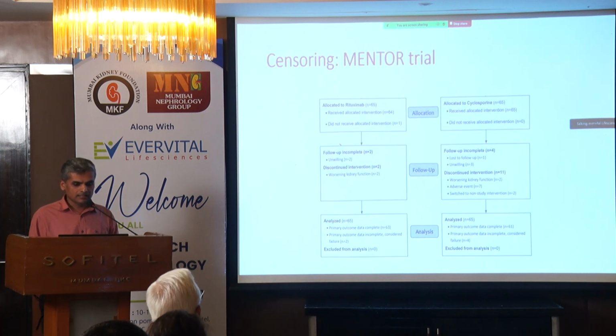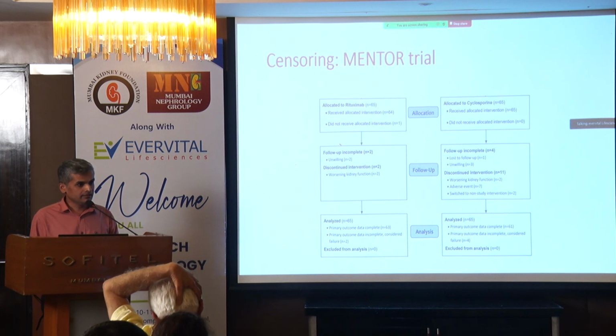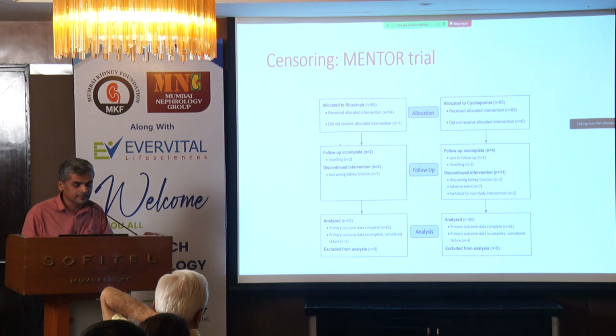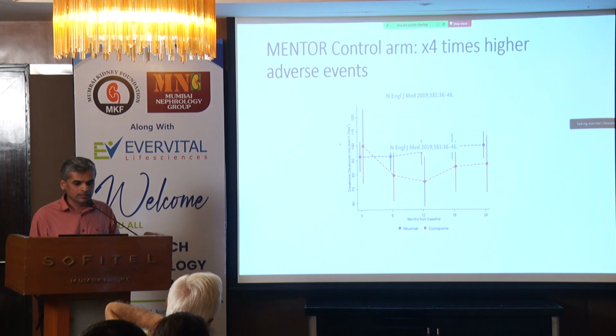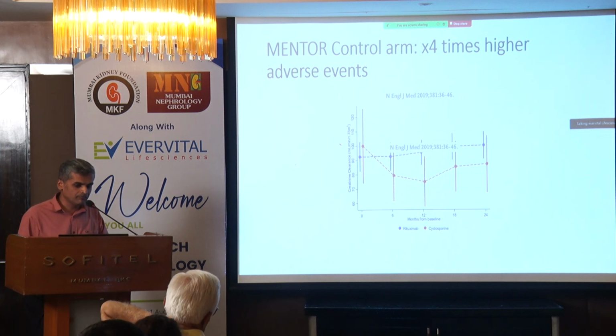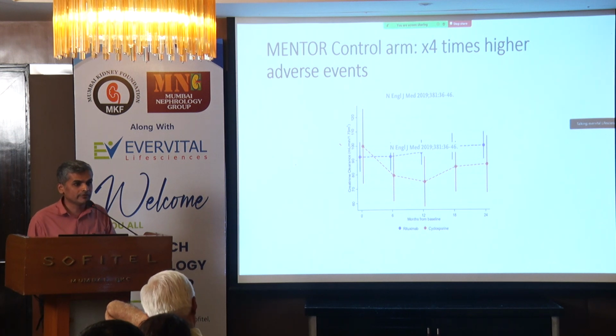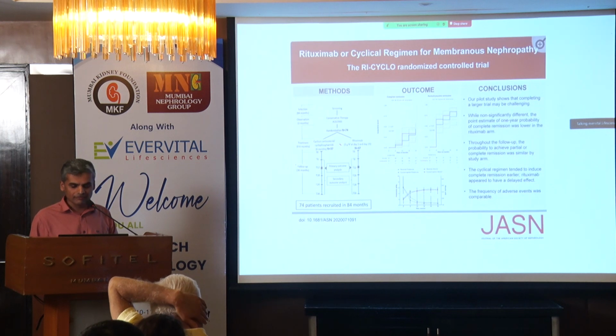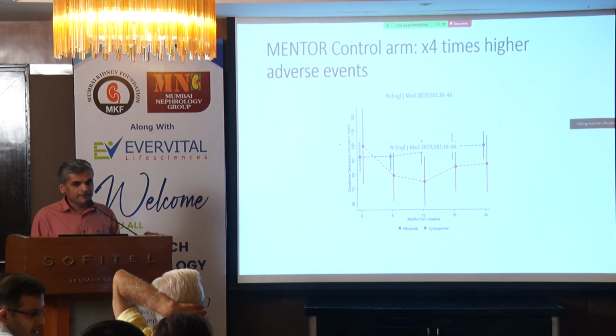So this is the MENTOR trial. You can see in the follow-up, more patients in the cyclosporine arm discontinued the treatment, 11 versus 2 patients in the rituximab arm. And this is a problem because there is differential censoring. Also, the probable reason they were lost to follow-up is that there was a 4 times higher incidence of adverse events in the cyclosporine arm, mainly acute kidney injury and other events. So that is the reason.